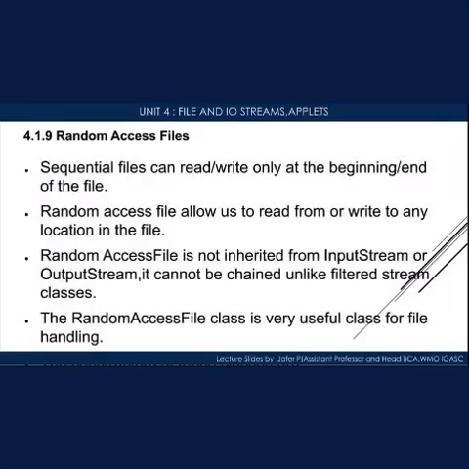Random access file is not inherited from input stream or output stream, and it cannot be chained unlike filtered stream classes. Chained means it cannot be a part of another stream. It is actually an independent one. So, random access file is not inherited from input stream or output stream. It is not a child of input stream and output stream. It cannot be chained unlike filtered stream classes.